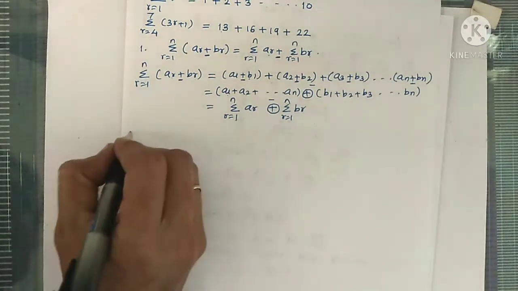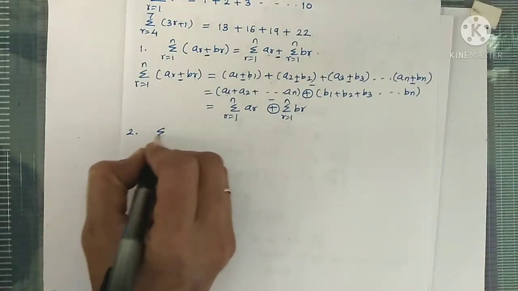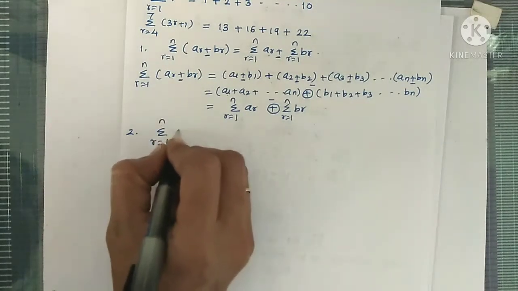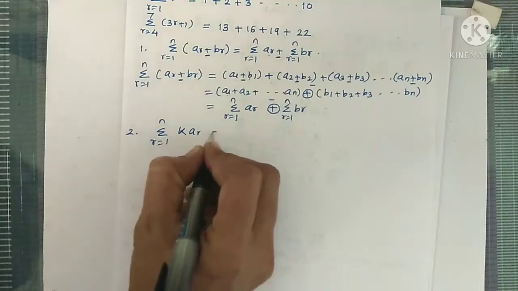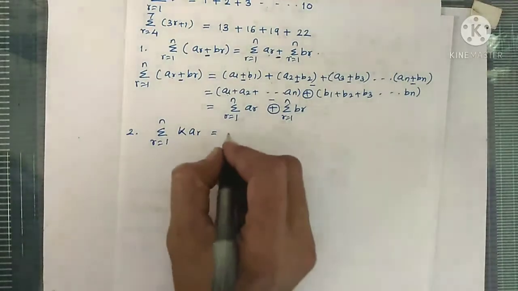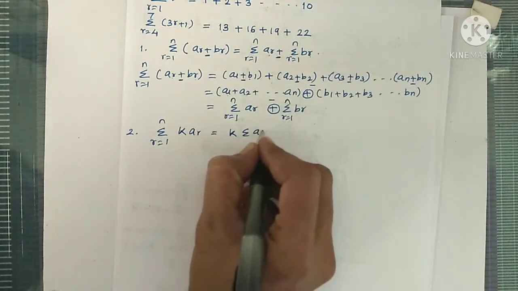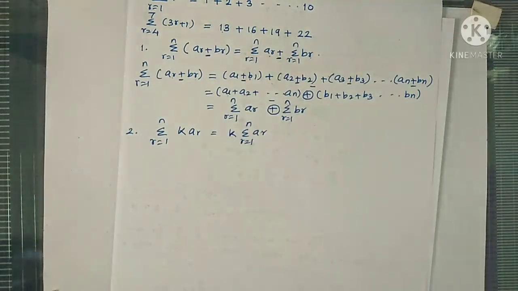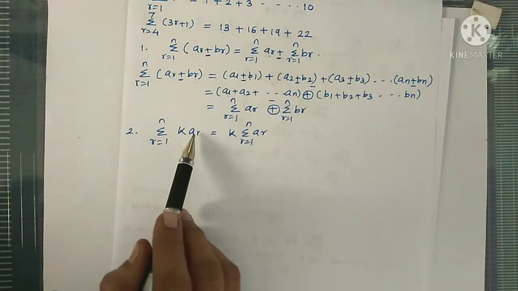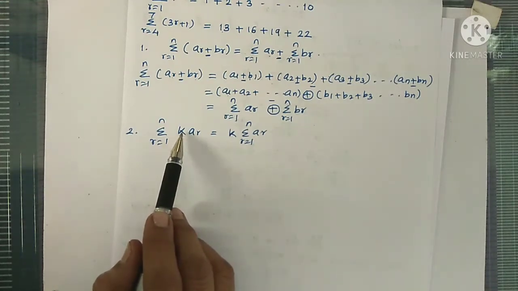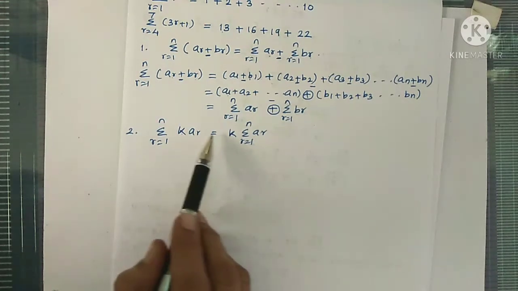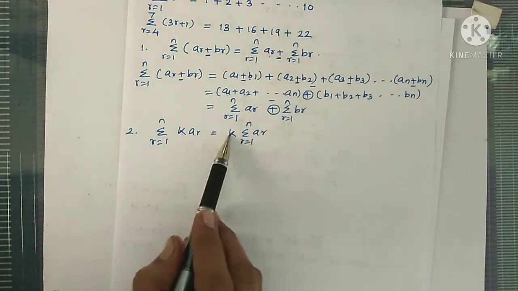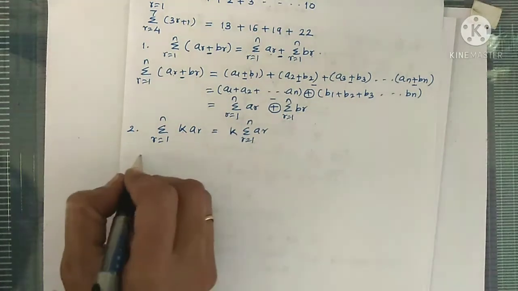Okay. Second one is, if it is summation say k into AR, where k is some constant, then it is k summation AR, R equal to 1 to n. See, the property says that whenever this general term is multiplied by some constant, we have to write that constant outside the summation sign. So let's prove this also.